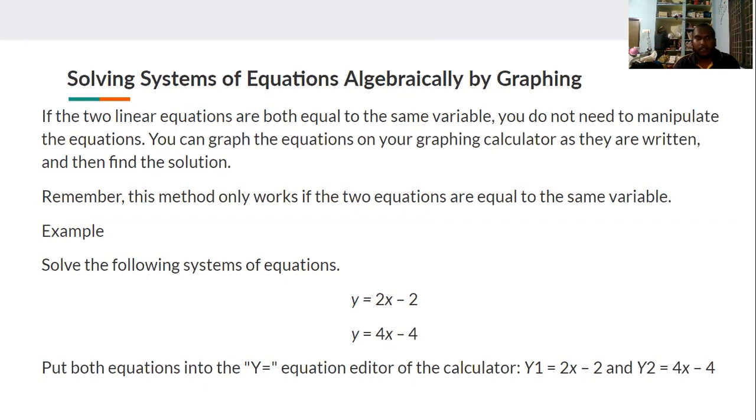Example: solve the following system of equations. The two equations given are y is equal to 2x minus 2, and y is equal to 4x minus 5. Here we observe that both equations have y equal. In the equation editor of the calculator, y1 is equal to 2x minus 2 and y2 is equal to 4x minus 5.